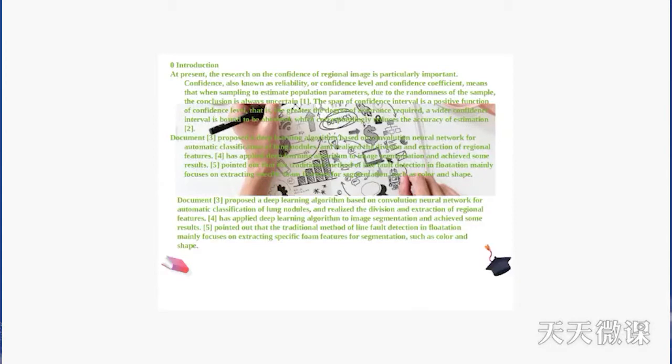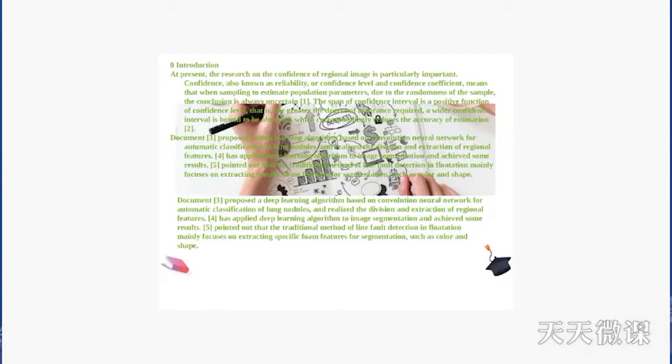At present, the research on the confidence of regional image is particularly important. Confidence, also known as reliability, or confidence level and confidence coefficient, means that when sampling to estimate population parameters, due to the randomness of the sample, the conclusion is always uncertain. The span of confidence interval is a positive function of confidence level. That is, the greater the degree of assurance required, a wider confidence interval is bound to be obtained, which correspondingly reduces the accuracy of estimation.